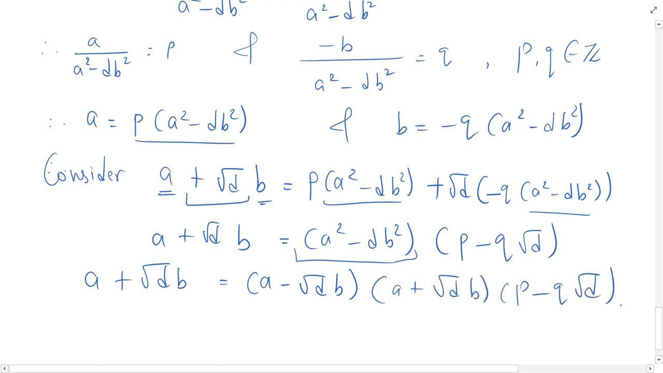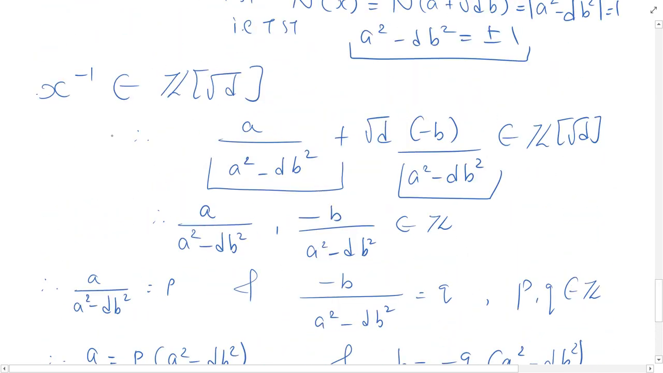Okay, now since what I started with, x is a unit, hence x cannot be 0. Correct? That means what I started with, this x is a unit, so x inverse exists, which means x is not 0.